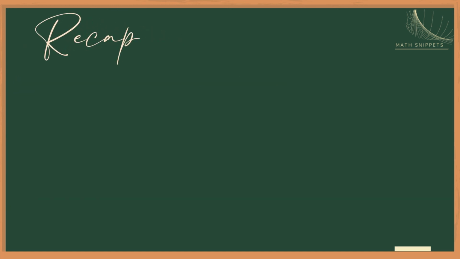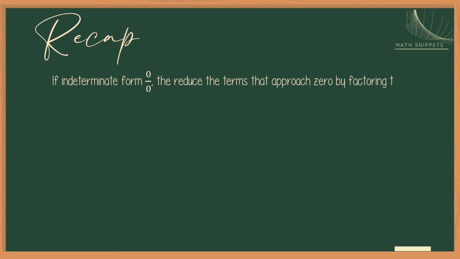So what did we learn? We learned that if we have an indeterminate form 0 over 0, we can reduce the terms that approach 0 by factoring them out of the numerator and denominator, and then we evaluate the limit. And that's it.